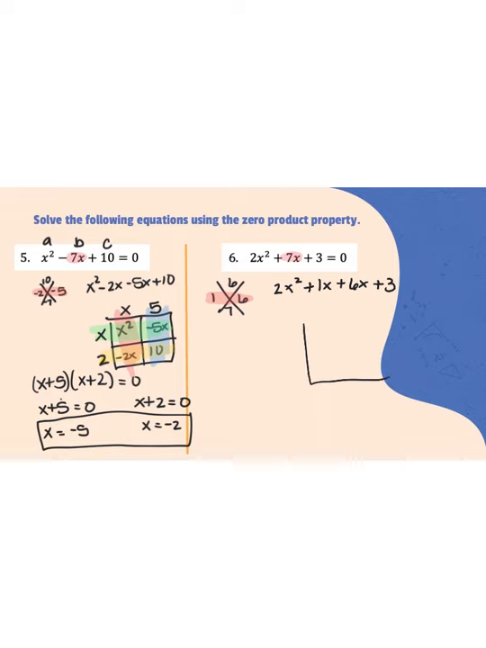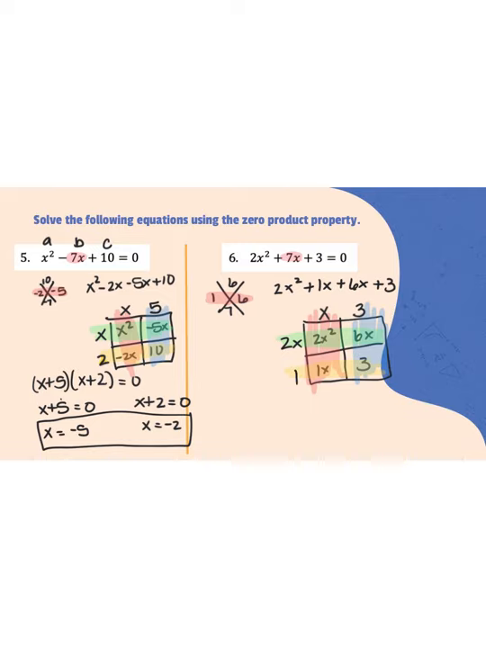Once I have those, I can create my box. 2x squared here, 1x, 6x, and 3. I'm looking at these two, 2x and 1x. I see that they both have an x in common. Move over and do 6 and 3. I see that they both have a 3 in common. Okay, moving along, I have 2x and 6x. I see that they both have a 2 and an x in common. And then finally, I have a 1x and a 3. The only number they both have in common is a 1.